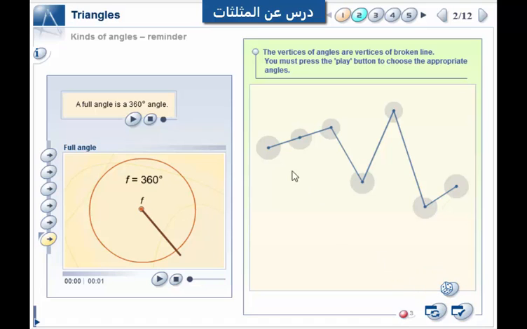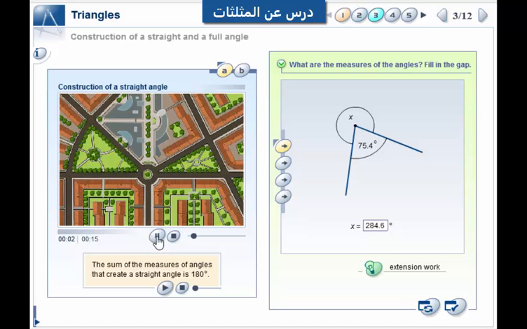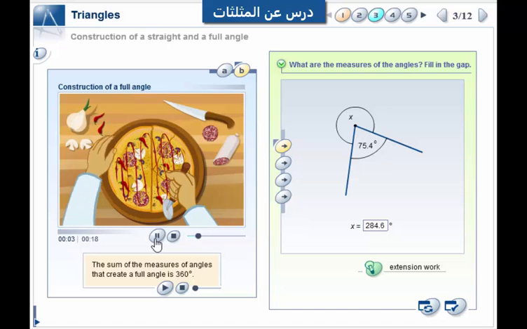Choose the full angles. Now choose the straight angles. Choose the obtuse angles. And now choose the reflex angles. Choose the acute angles. Look at the streets in the city. A cook has cut a pizza into 5 pieces.